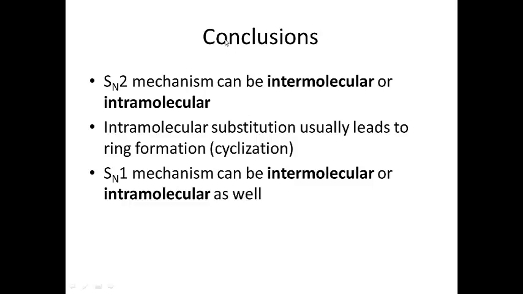So here's some conclusions that we can draw. Number 1, the SN2 mechanism can happen intermolecularly, meaning between 2 different species, or intramolecularly, where it happens within the same species. Intramolecular substitution usually leads to ring formation. Whenever a ring is formed, we call that a cyclization. And then the SN1 mechanism can also be inter or intramolecular.